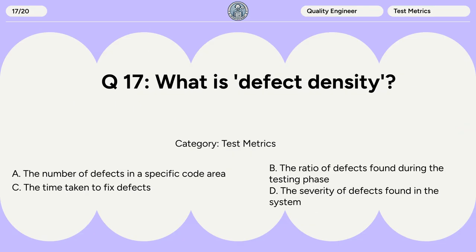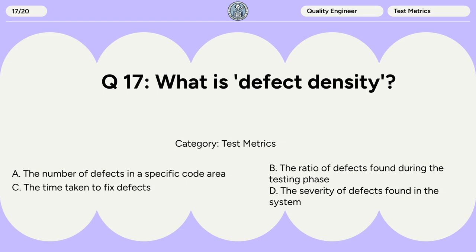Question 17. What is defect density? A. The number of defects in a specific code area. B. The ratio of defects found during the testing phase. C. The time taken to fix defects. D. The severity of defects found in the system.